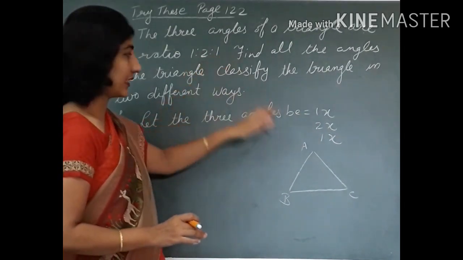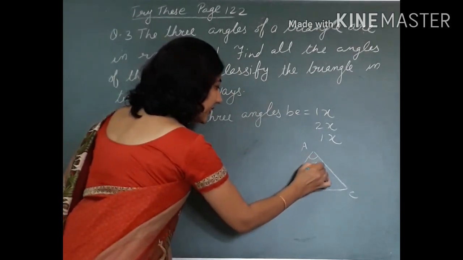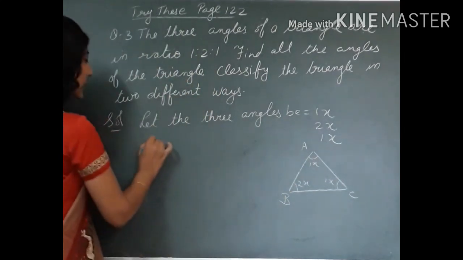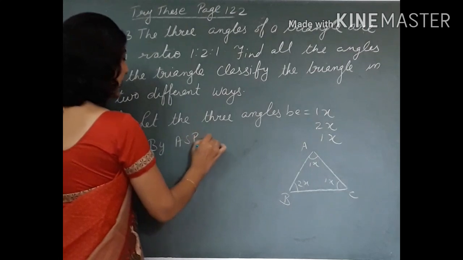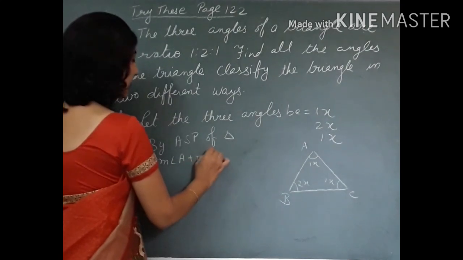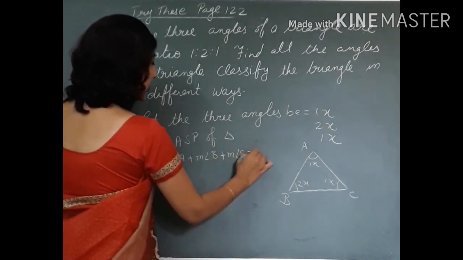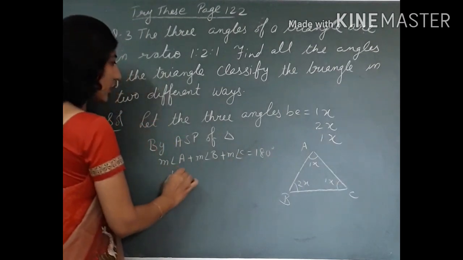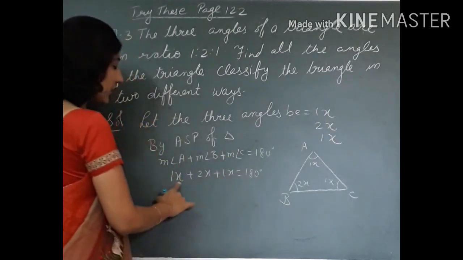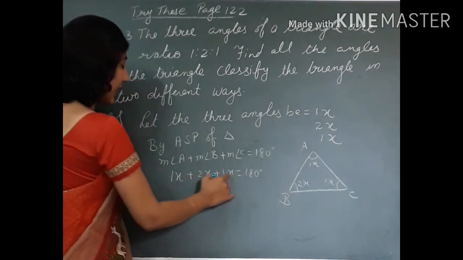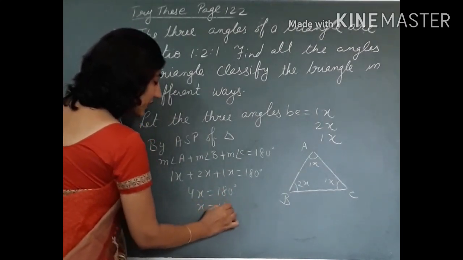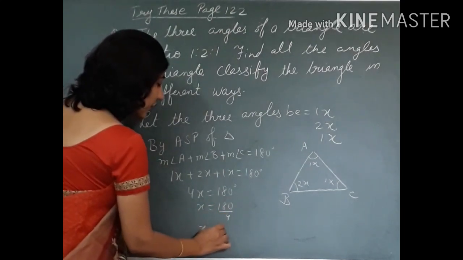1x, 2x and 1x. I have drawn here triangle ABC. Let this be 1x. This is 2x. This is again 1x. Now applying ASP, angle sum property of triangle, measure of angle A plus measure of angle B plus measure of angle C equals to 180 degree. Put the values. 1x plus 2x plus 1x equals to 180 degree. Instead of 1x you can write just x also. So when you add these three, it will come 4x. 4x equals to 180 degree. Therefore x equals to 180 divided by 4, x equals to 45 degree.